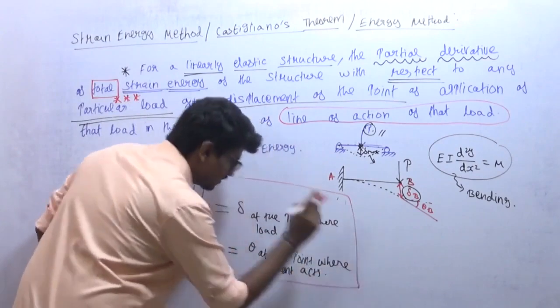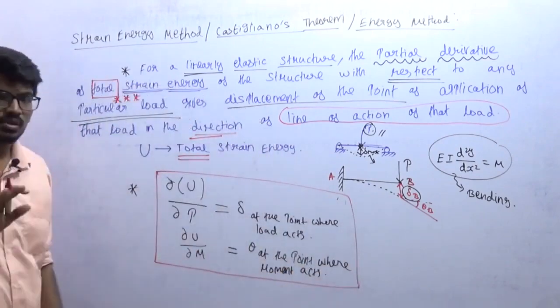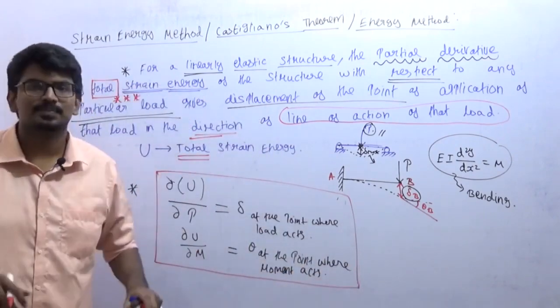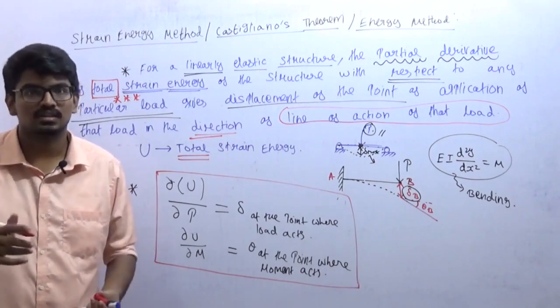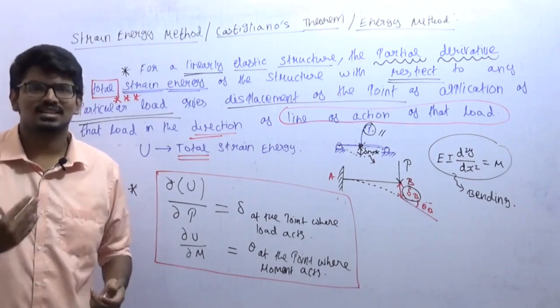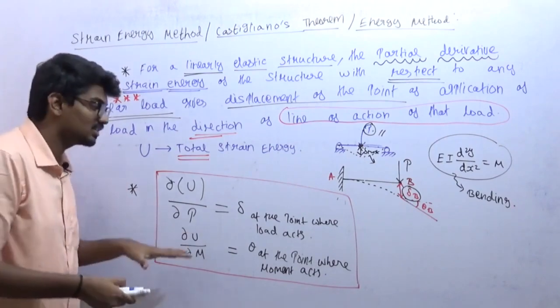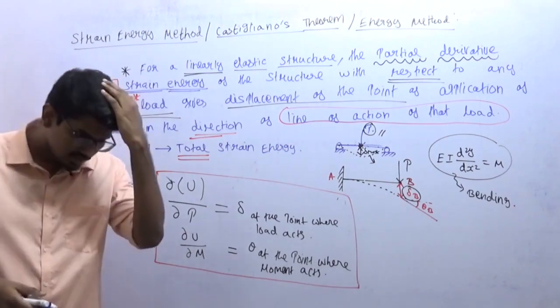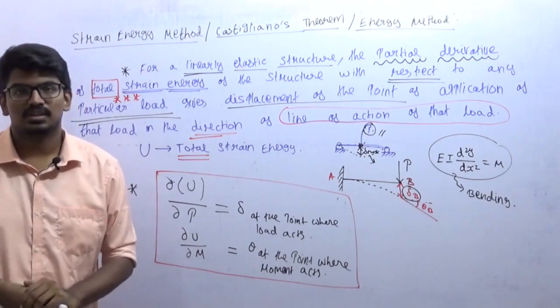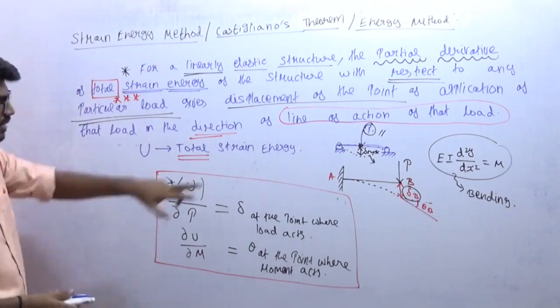And if you know these two statements properly, and if you know how to determine strain energy for a beam, that's it. 2 marks is sure. Okay, mostly they are asking. Okay, not every year, but this method seems to be very important because I could see many previous year questions from this particular method. Okay, right. So now come back to that.